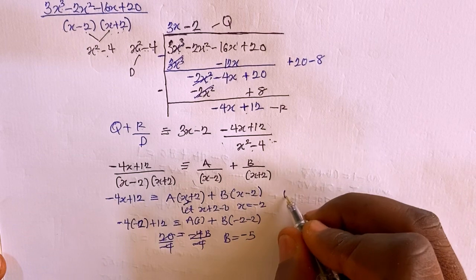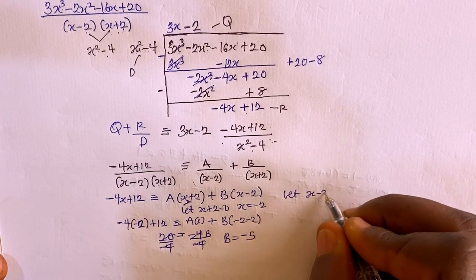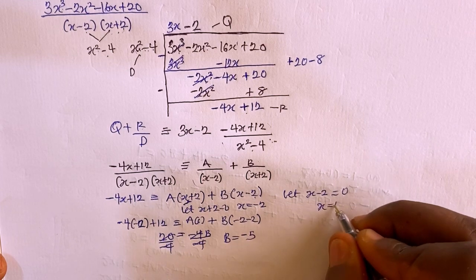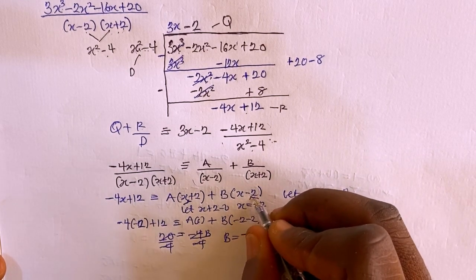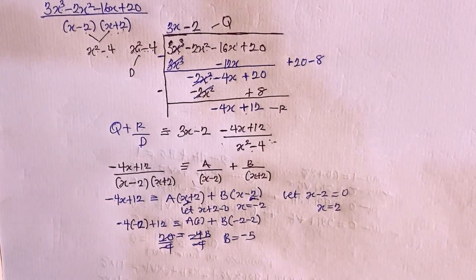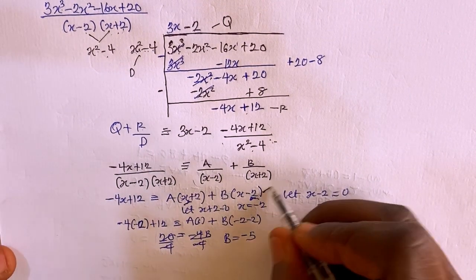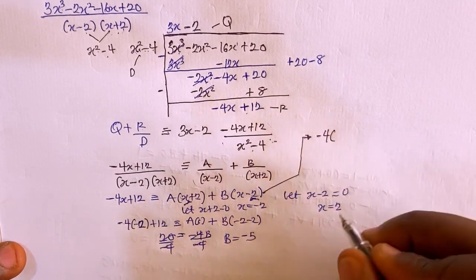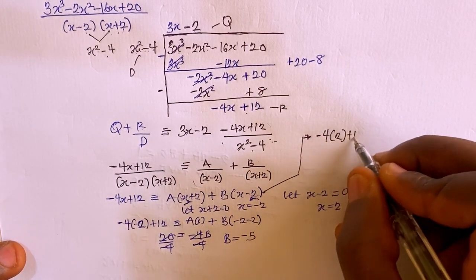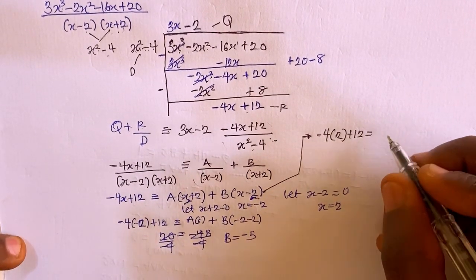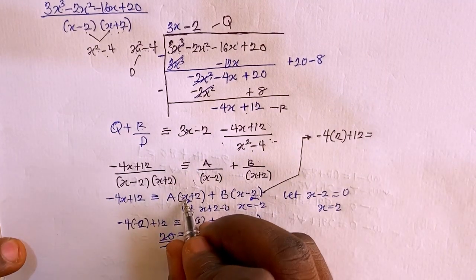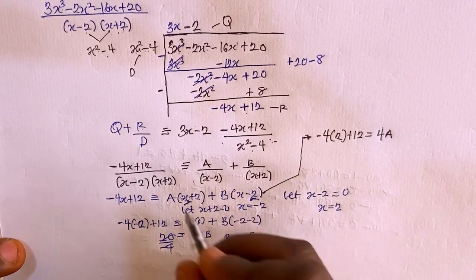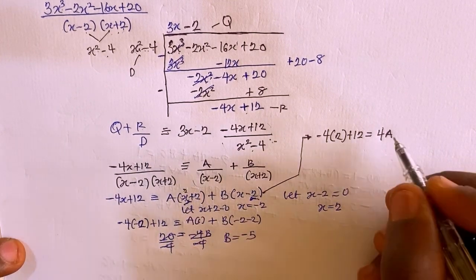I'll just select my x minus 2 in this case now, the second one, to be equal to 0. Then x equals 2. So if I plug in x equals 2 here, I'm going to have it to be 0. Then I'll go ahead and have the equation to be minus 4 into brackets 2 plus 12, right? Which is equal to, in this case, that's 4a. Right? So if I plug in 2 here, that's actually 4. So I'm going to have 4a.